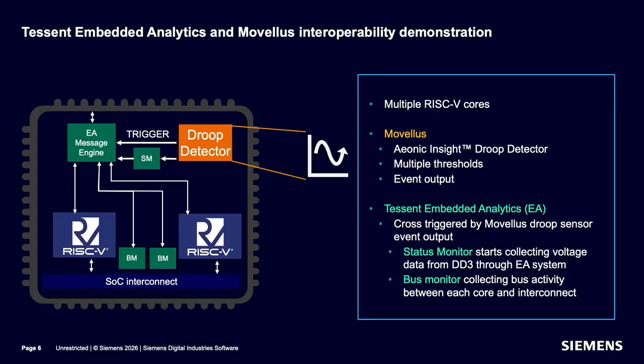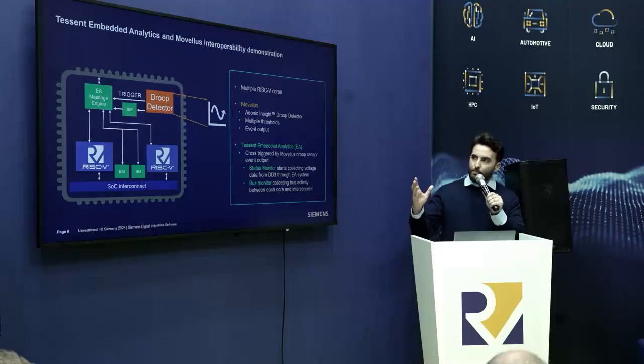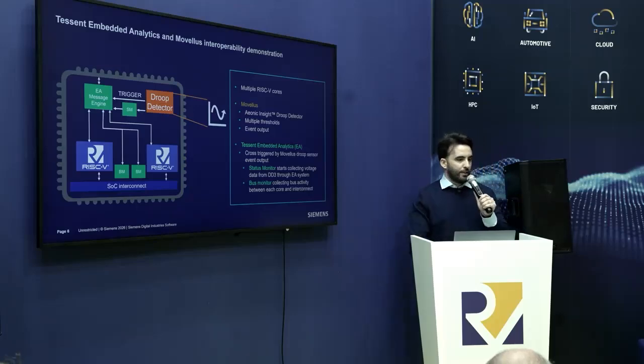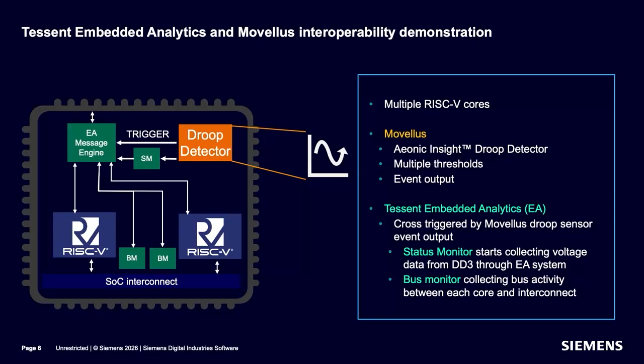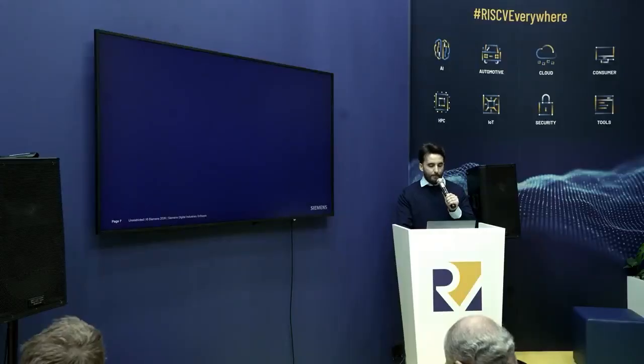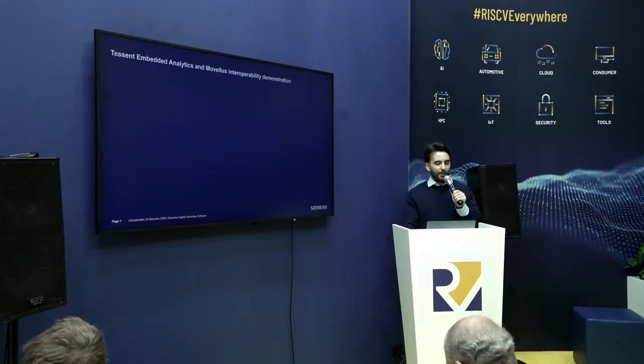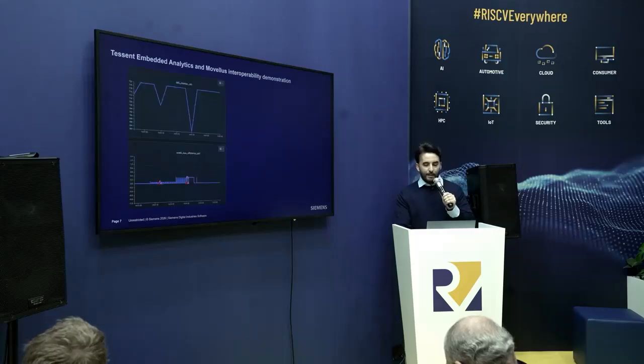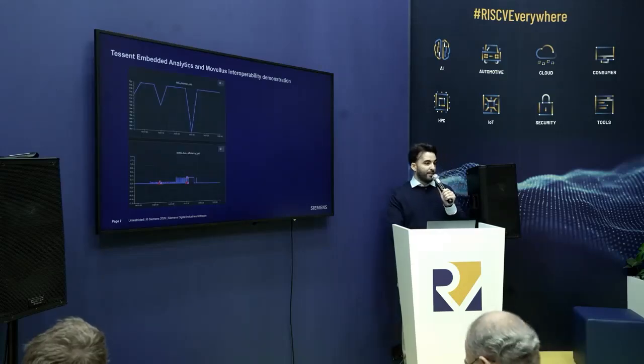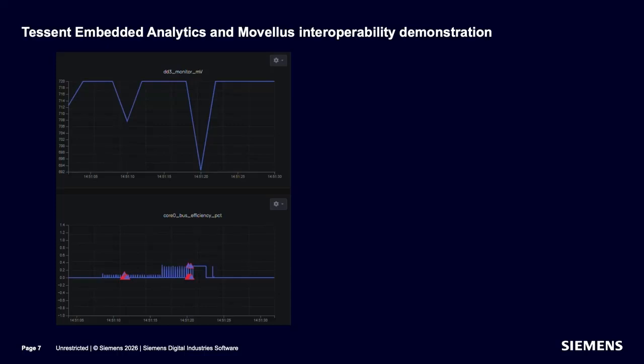start monitoring. So with that, we instantiated bus monitors to monitor the activity on the main bus, as well as a status monitor to monitor the activity on the droop detector. And once all this data is captured, it is timestamped so that we can correlate all these events. So we then were able to instantiate a droop model from Movellus in an FPGA along with our Tessent Embedded Analytics IP to illustrate what could happen.